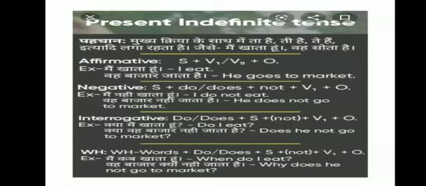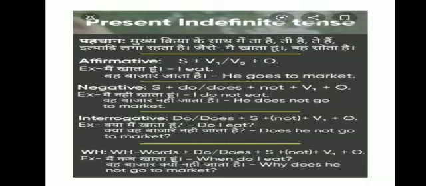In negative, we will put do and does not. Do with plural and does with singular. Like I do not eat, he does not go. Now comes interrogative. In interrogative also, the rule will remain the same. Singular does and plural do. But they both will come in the front of the sentence. Do I eat? Does he not go to market?